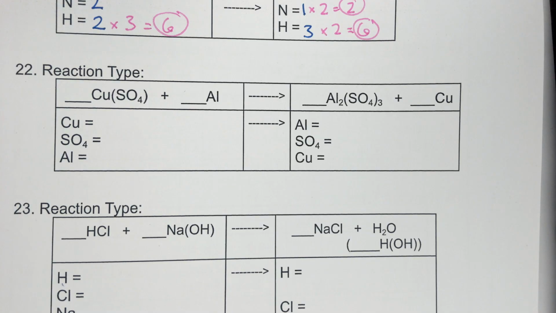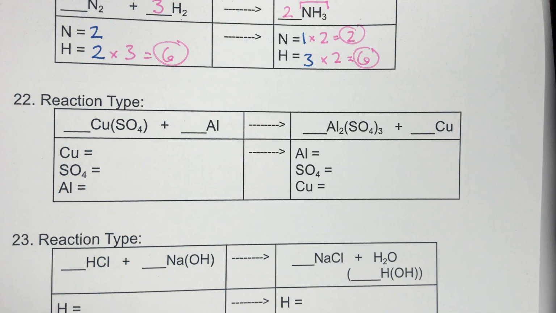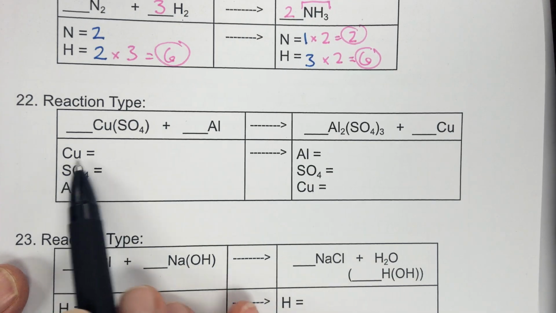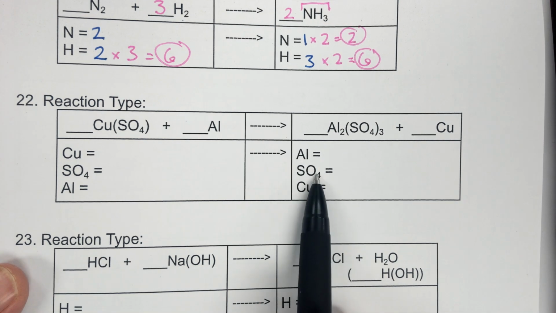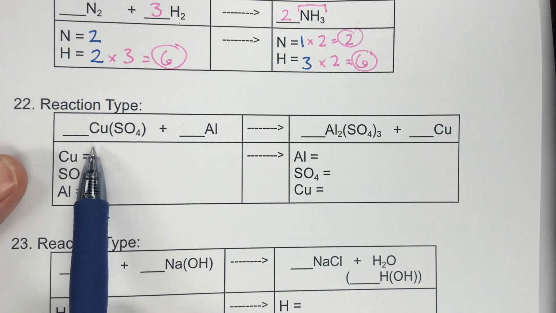All right, now we're going to do number 22. Number 22, I just want you to notice that the lists are not in the same order on the reactant and product side, but that we should still be able to balance it just fine.